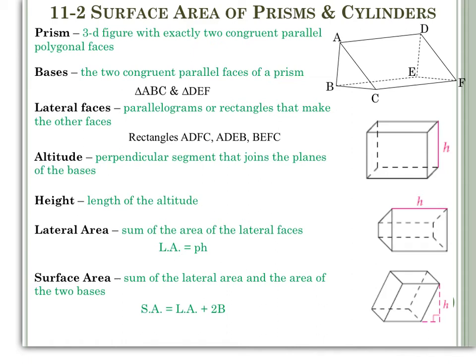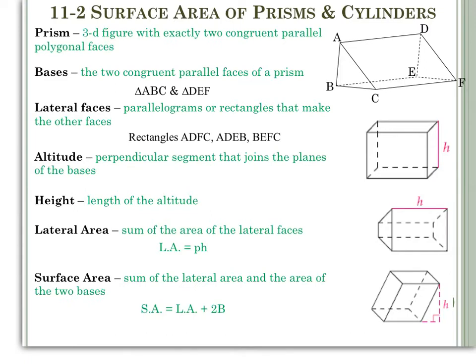In section 11.2, we will look at surface area of prisms and cylinders. A prism is a 3D figure with exactly two congruent parallel polygonal faces. Bases are the two congruent parallel faces of a prism. And in our triangular prism on the right, our two bases are triangle ABC and triangle DEF.